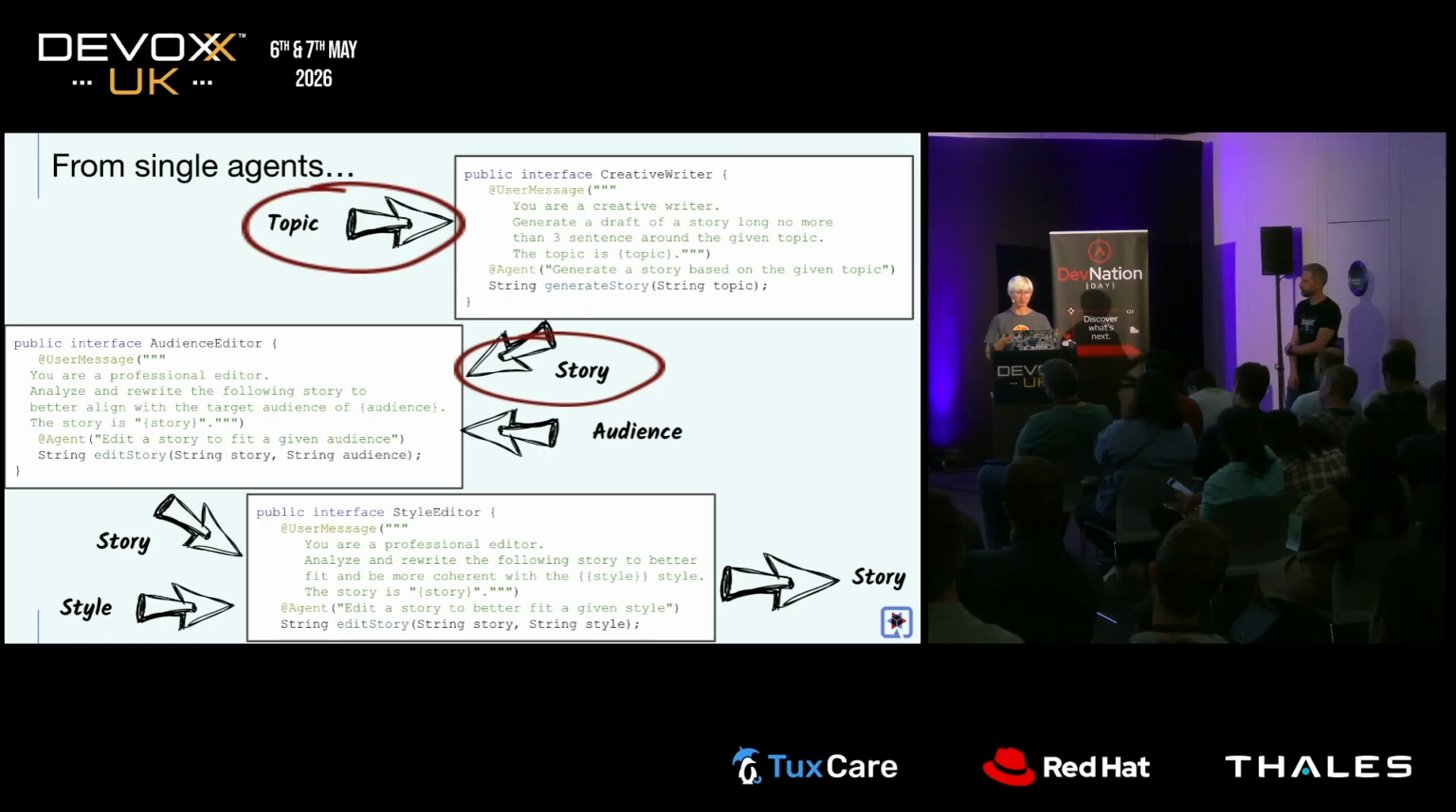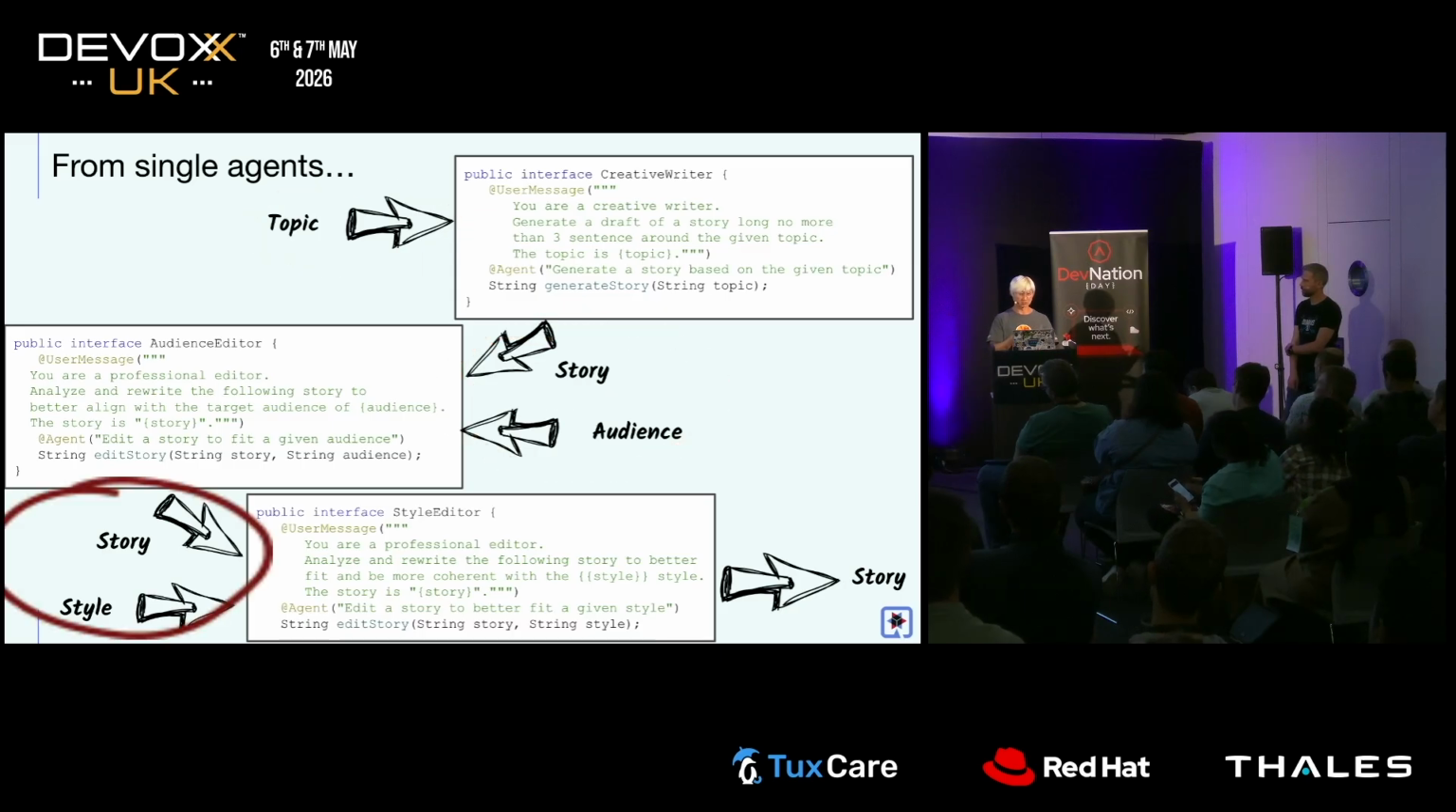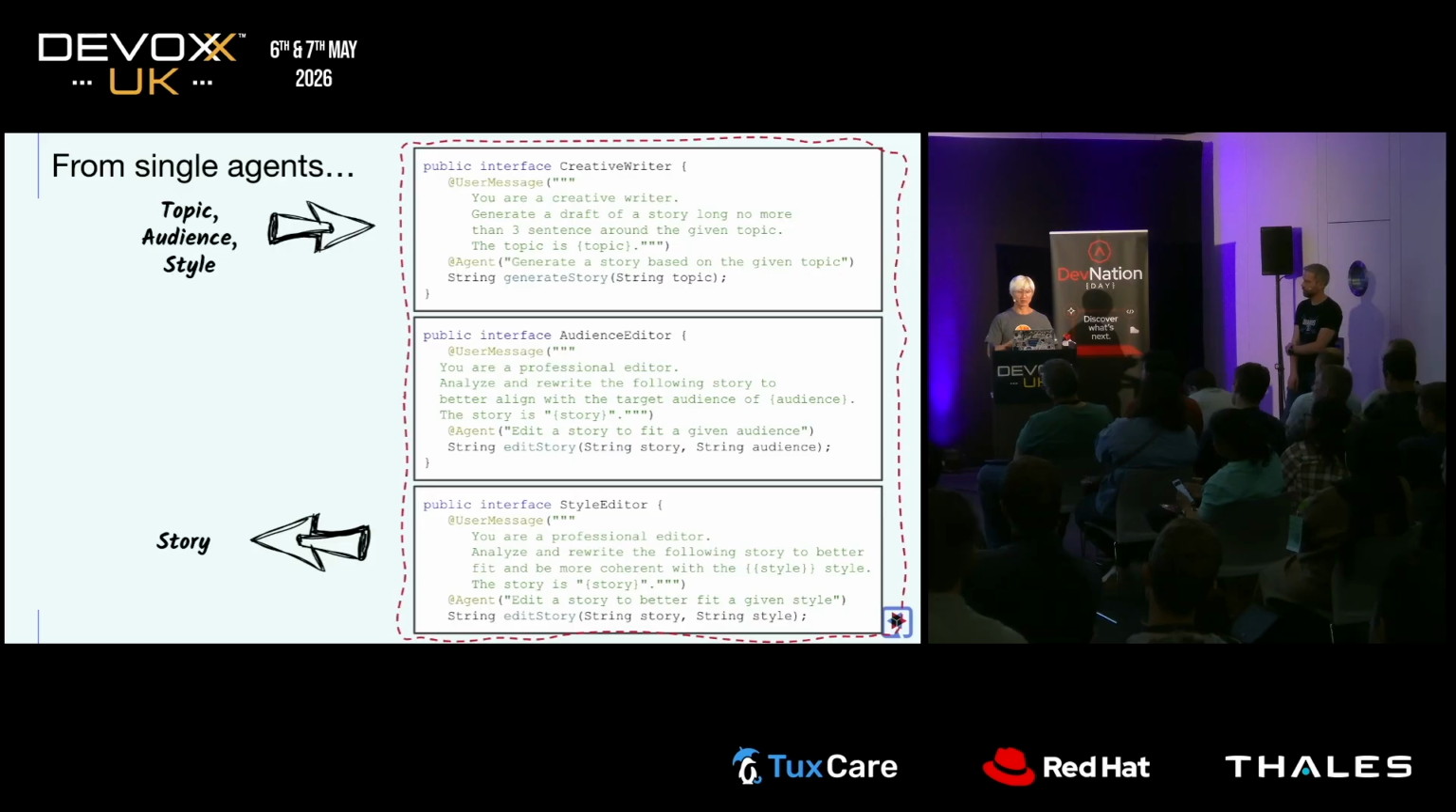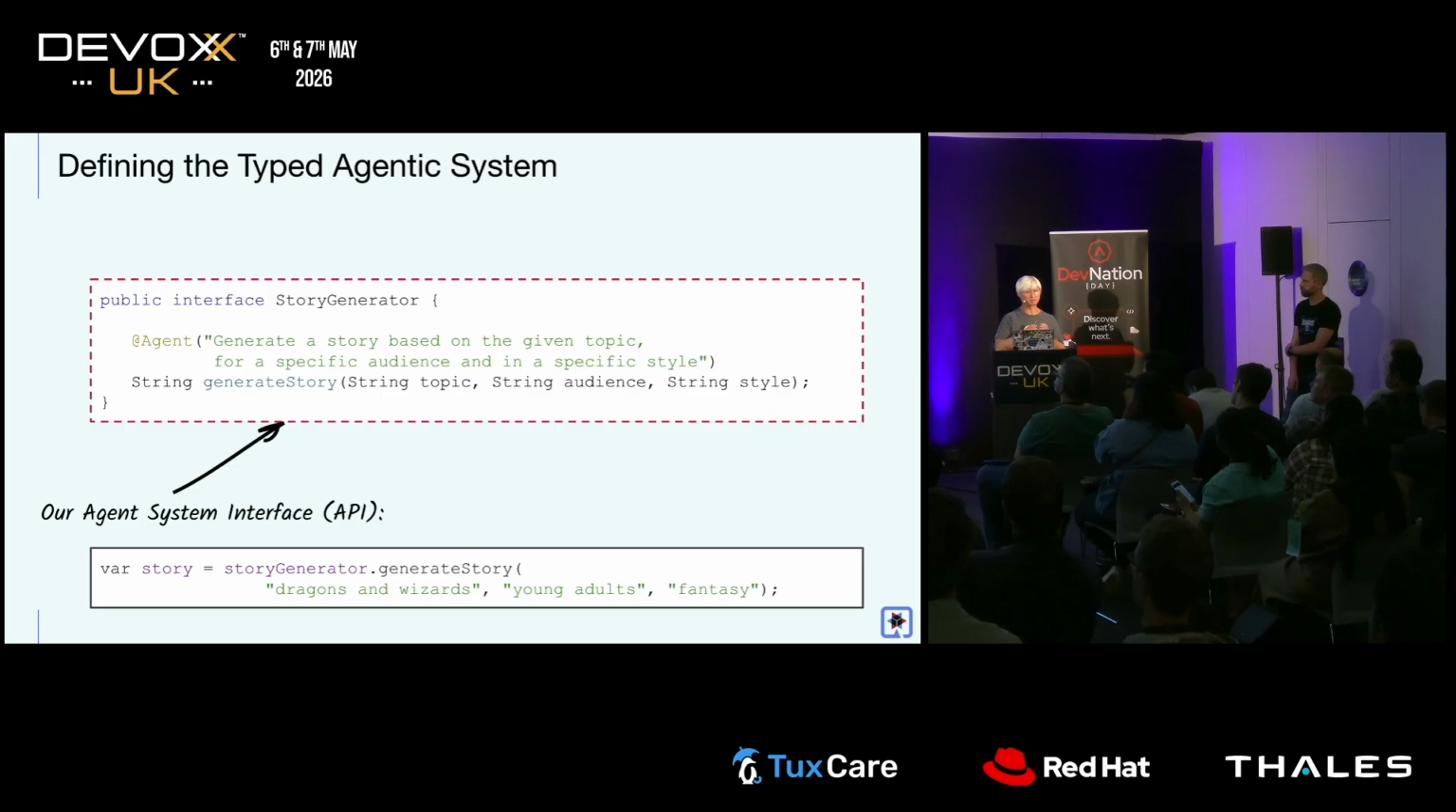So here you can put in the topic, story and audience, and then this is the flow. In the end, you have a three-agent application in Java. You can see the creator writer, audience editor and style editor. And this is the beauty of Java, Quarkus and LangChain4j as well: you can define a typed agentic system. You can find errors or exceptions during compilation rather than actually running it. That is a more strongly typed agentic AI, an agentic system interface, like another acronym, API.